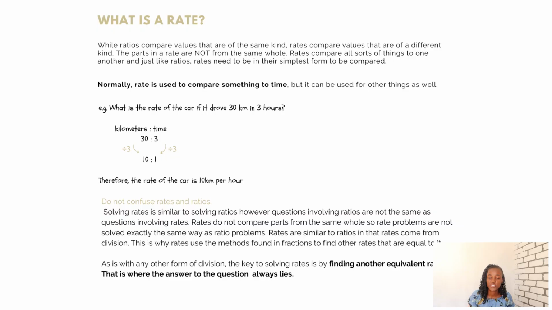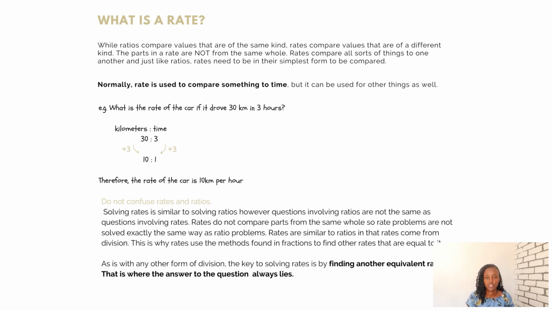For example, a question may ask, what is the rate of a car if it drove 30 kilometers in 3 hours? You are comparing distance to time. You're comparing the kilometers to hours. And this question is basically asking you, if this car drove for 30 kilometers in 3 hours, how many kilometers did it drive in 1 hour? So, to find the answer to that question, we would divide both sides by 3.